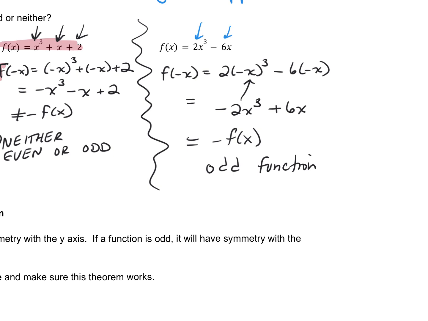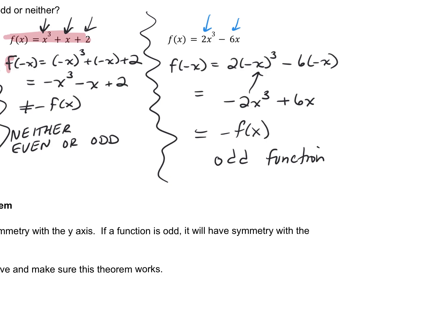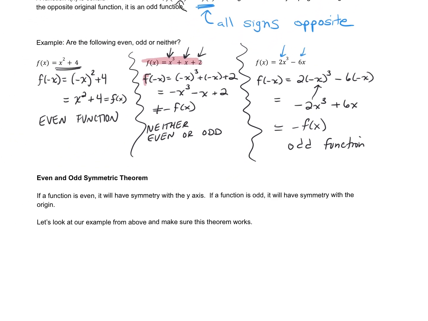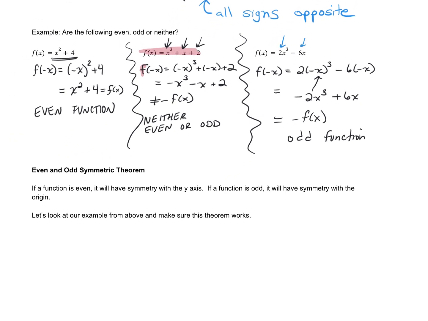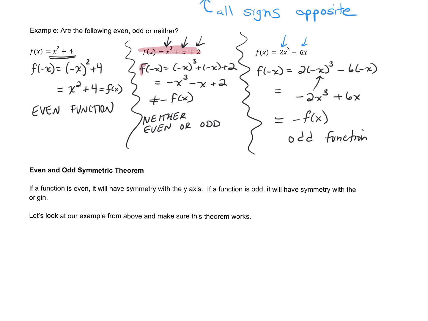Okay. Last thing is, there is a cool way to check this, and that's what's called the even-odd symmetry theorem. Now, this is going to use a graph, and again, we were trying to do this without a graph, which we did, but you can check it with a graph. Even functions always have symmetry with the y-axis. So if I look at the graph of this, it's not a very complicated graph, it looks like this. And that does have symmetry with the y-axis. Again, that's why it's an even function.